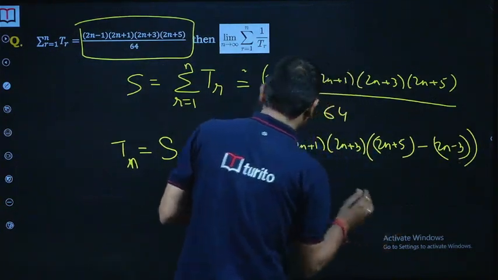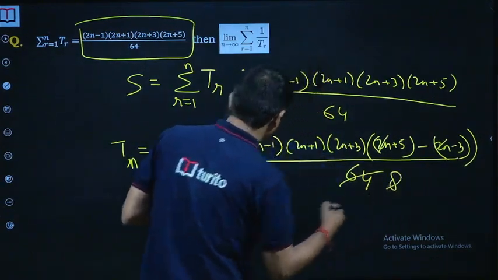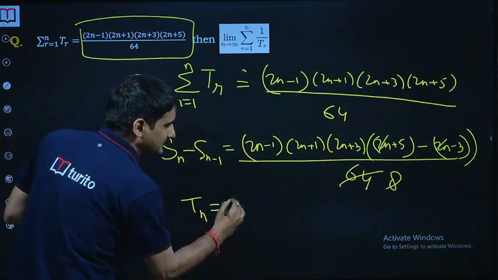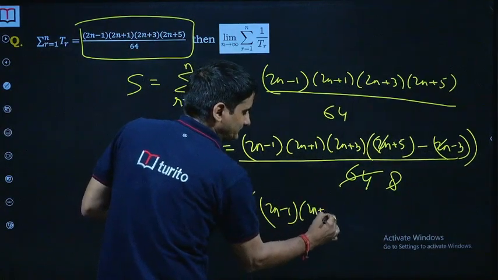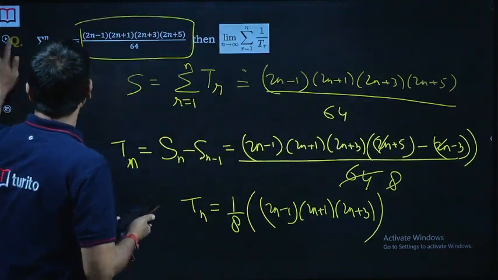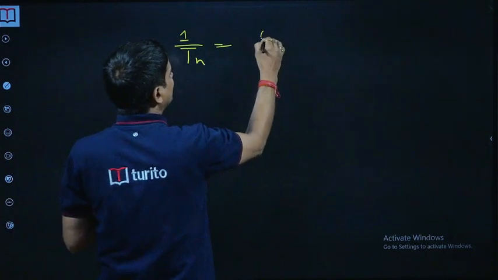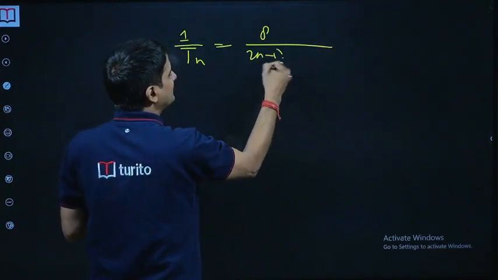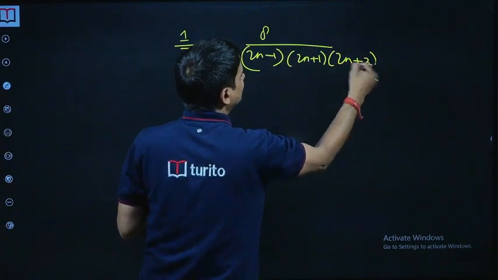So take its difference. Now this is upon 64, 2 and 2n cancel, so it's 8 here. So the nth term Tn is 1 by 8, 2n minus 1, 2n plus 1, 2n plus 3. Now what? We have to just solve the series. So for 1 by Tn, how much is it? It's 8 upon the product, and we know what to do, that's a standard form to convert it to a difference of two consecutive terms.